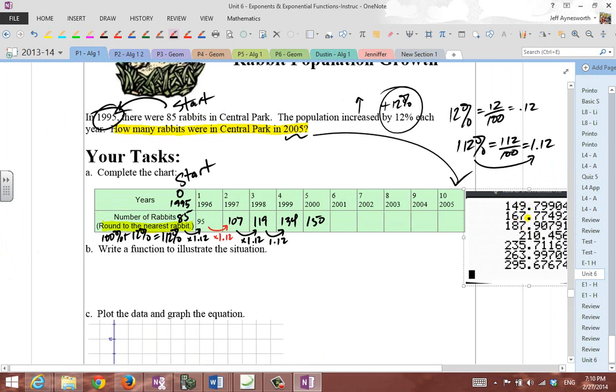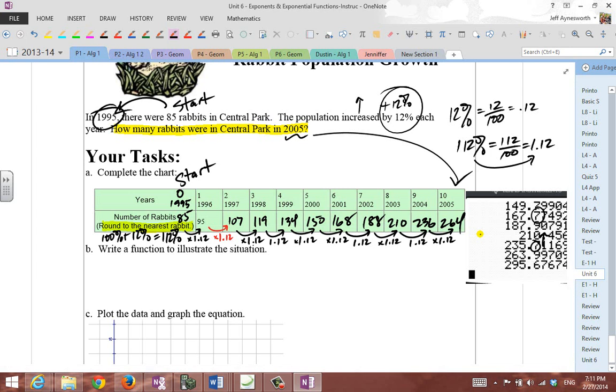So 150 was here. This is 168. Again, you're going to round up there. 188 rabbits here in 2002. And then here we have 210 rabbits. And then here we round up again: 236 rabbits in 2004, and 264 rabbits in 2005. All you keep on doing is multiplying by 1.12, which is 112%, every single time. So times 1.12 times 1.12 times 1.12, or 112%. That's how you do it by hand if you didn't know your functions.